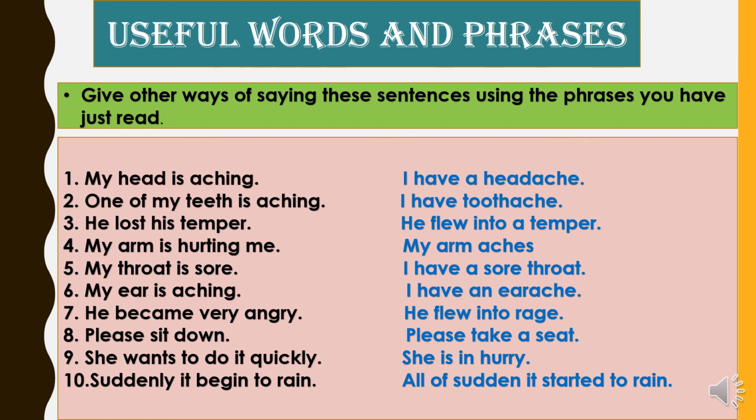Number 2, one of my teeth is aching. I have a toothache. He lost his temper. Lost his temper means angry somehow. He flew into a temper. Number 4, my arm is hurting me. My arm aches. My throat is sore. I have a sore throat. My ear is aching. I have an earache.